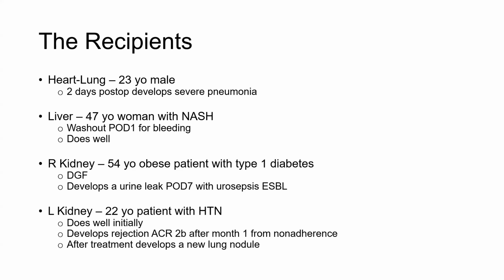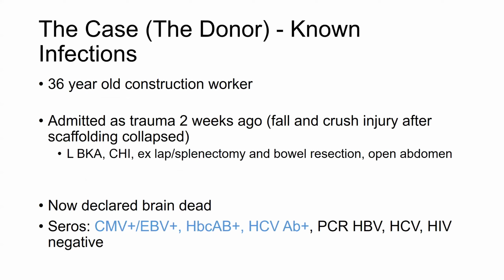And the left kidney went to the 22-year-old patient who did well initially, but then developed a severe rejection after about a month or so from non-adherence to medication. And after treatment for this rejection, develops a new mysterious lung nodule. And at this point in time, I think we need to really think about these known infections and these unknown infections, right? So the known infections you see here highlighted in blue, right, were the serologies that we knew.